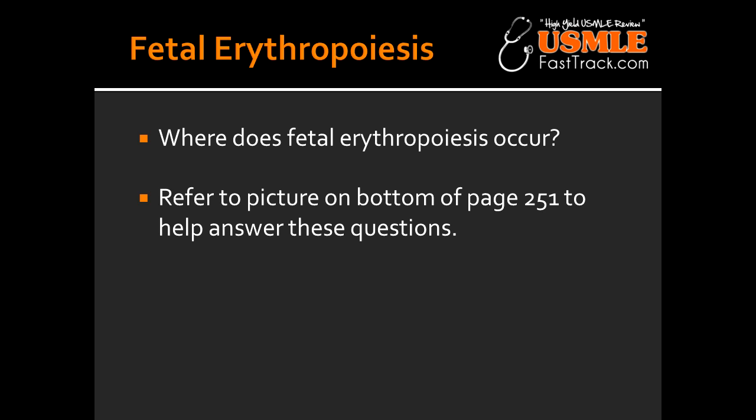What are the subunits of fetal hemoglobin? The subunits of fetal hemoglobin are 2-alpha and 2-gamma. What are the subunits of adult hemoglobin? The subunits of adult hemoglobin are 2-alpha and 2-beta.